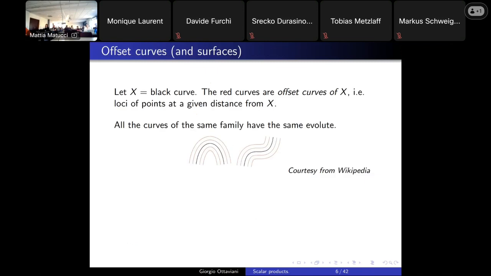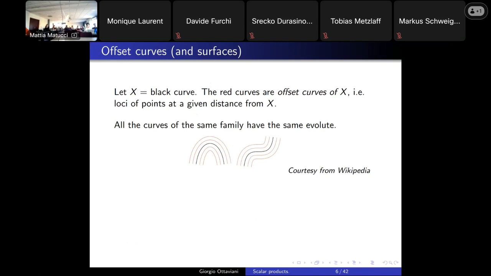Now, there is an application in what is called computer-aided geometric design, which uses this fact, and they are called offsets. Essentially, it's the same thing as before, but now let me explain. An offset curve of X is the curve at a given fixed distance. So now you start from the black curve, and you fix a number, maybe epsilon, and the offset is one here and one here.